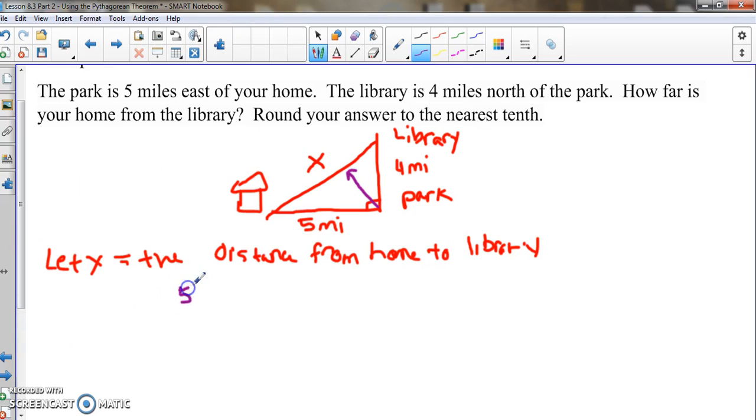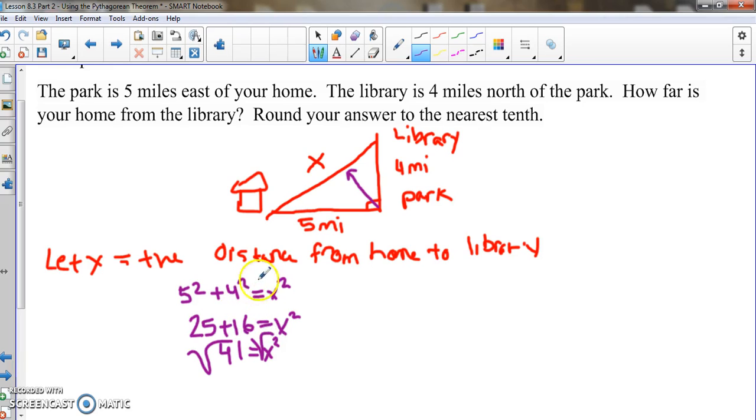So you would have 5 squared plus 4 squared equals x squared. So 5 squared is 25. 4 squared is 16. And we're going to solve. So 25 and 16 is going to give you 41. But that equals x squared. So remember, to get rid of a square, you have to square root both sides.